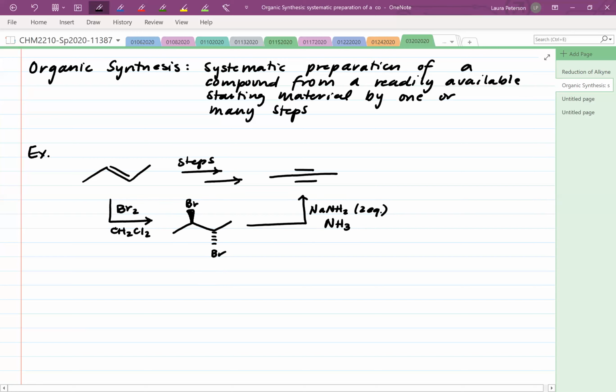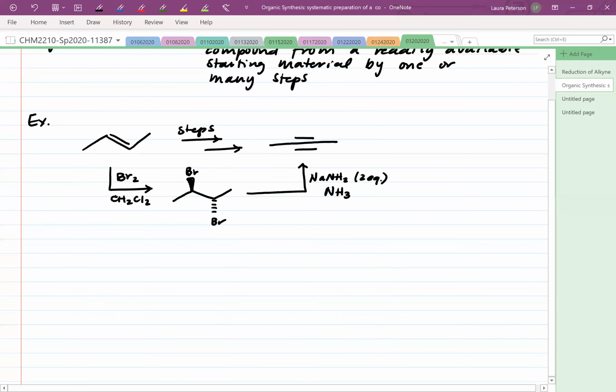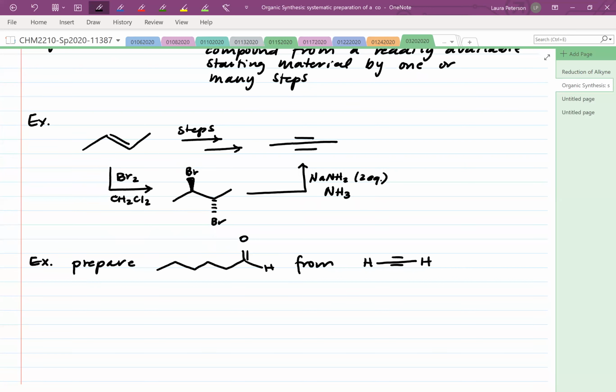All right, so let's look at something that maybe isn't as obvious or something we haven't specifically talked about yet. Okay, so what we want to do in this case, and I'm going to word this a little bit differently, is prepare this aldehyde from acetylene or ethine. So that aldehyde is our molecule of interest, the thing we want to make. And acetylene is the molecule we can buy by the bucket loads.